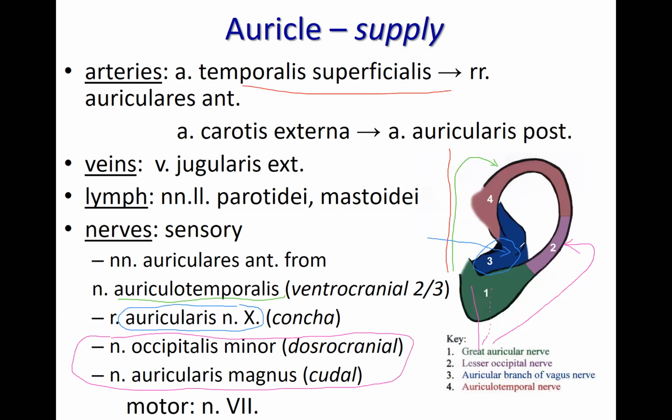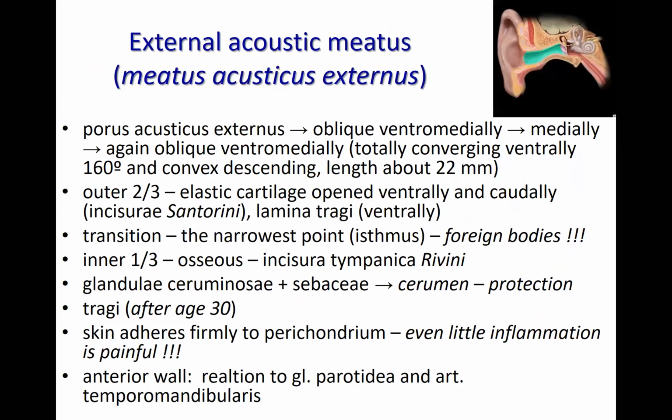And of course, the motor innervation, as we said, all the extrinsic and intrinsic muscles are supplied by facial nerve. Okay, any questions to auricle? It's more descriptive anatomy, and please concentrate on the innervation of the auricle, as it is not easy.